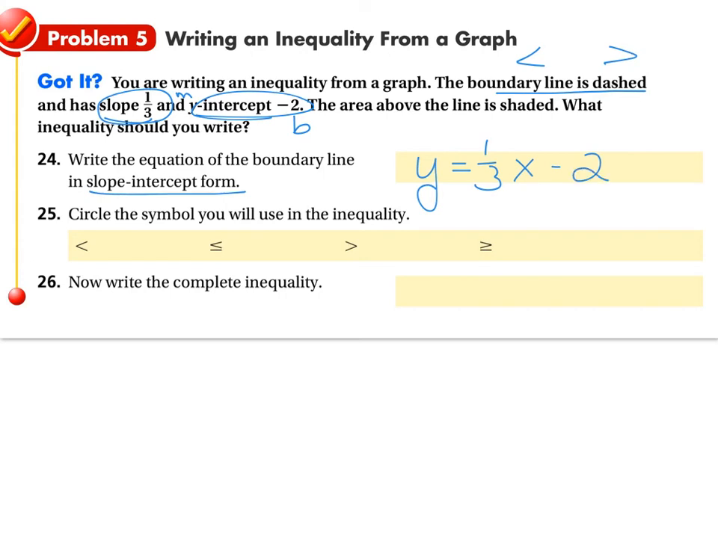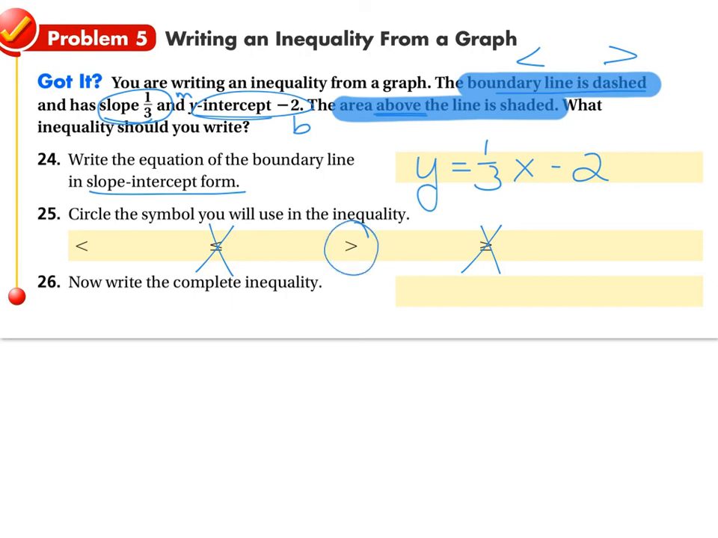Our second step is to realize that the boundary line is dashed and the area above the line is shaded. So we know that we will not be using these because we know it's a dashed line, and those two would make it a solid line. Now the area above the line is shaded, which means that our y is greater than. So this is the inequality we will use. So y is greater than 1/3 x minus 2 is our inequality.